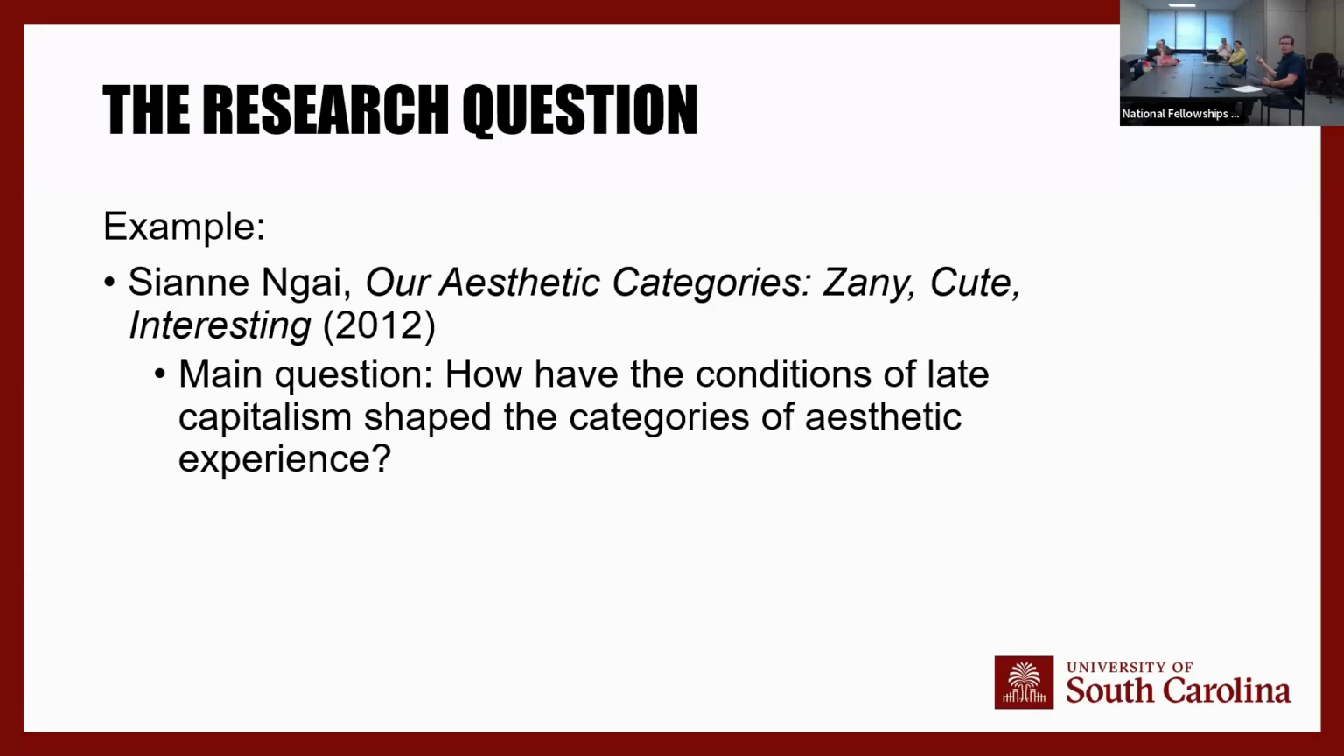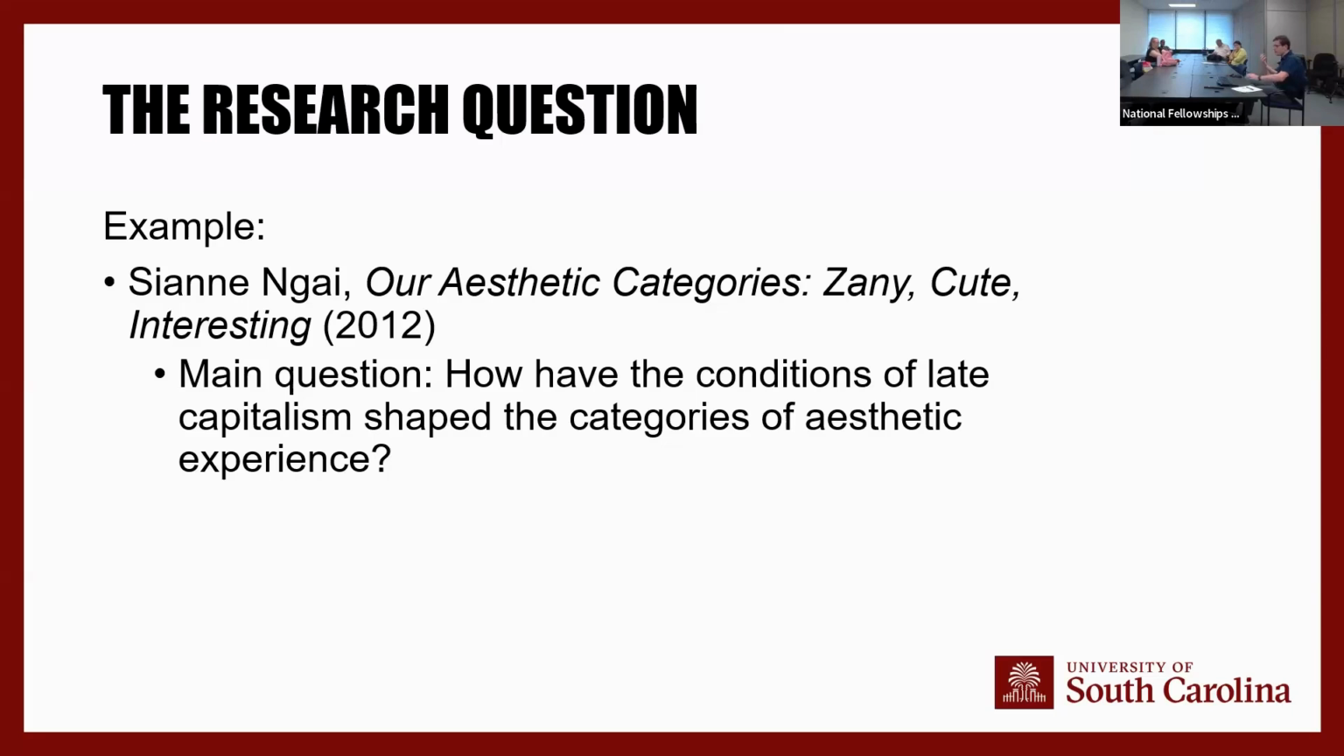So just one example from literary theory, Sianne Ngai's Our Aesthetic Categories. My take on this book: how do the conditions of late capitalism shape the categories of aesthetic experience? Other readers might formulate this differently or choose to focus on other things, but I think that is one way to think about the particular categories that this scholar examines, and how all of the things in that book hang together. It doesn't matter if you've read this or not. The idea is to find a way to focus in on a larger question that motivates it.